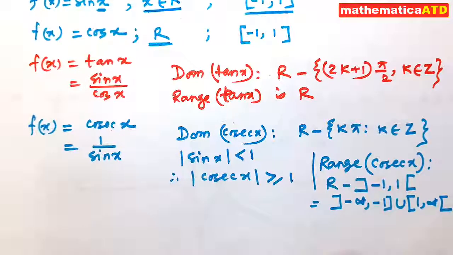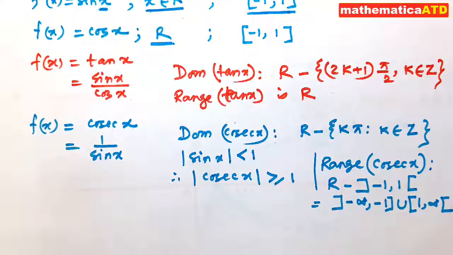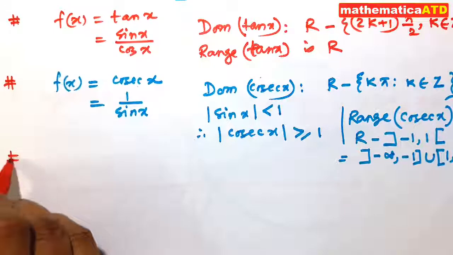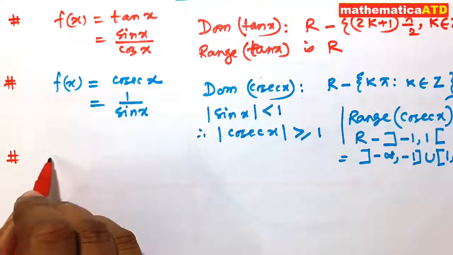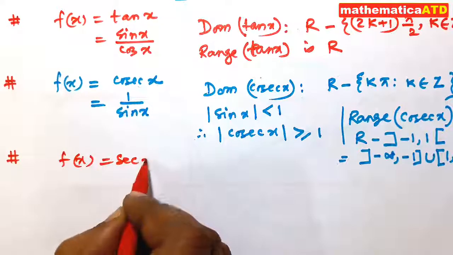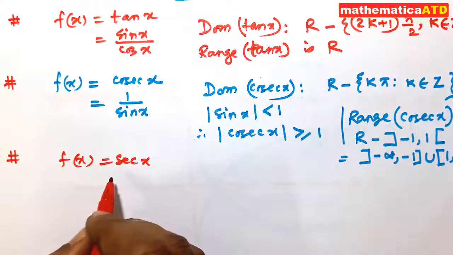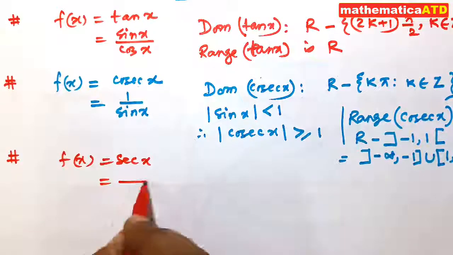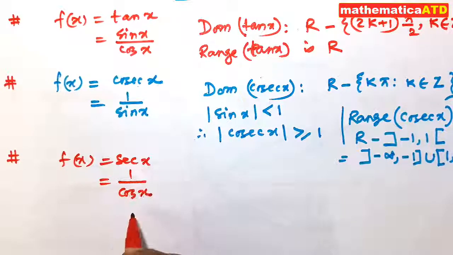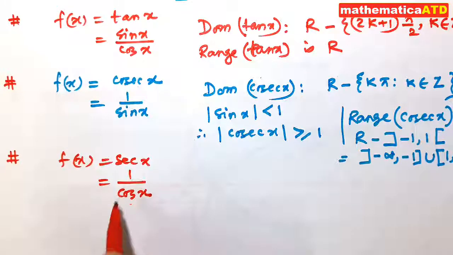Okay. Next we shall discuss the second function. What is the second function? Friends, let us consider that f(x) is equal to sec x. This is actually the second function. We know that sec x is equal to 1 by cos x. Now sec x is equal to 1 by cos x, which is not defined when cos x is equal to 0, that is when x is an odd multiple of pi by 2.